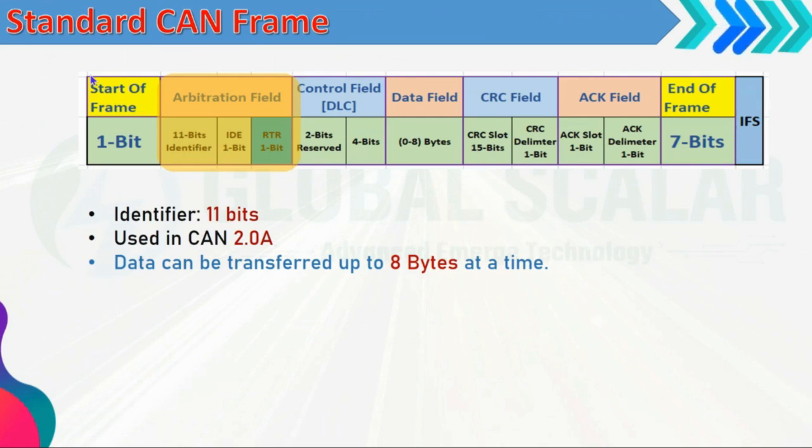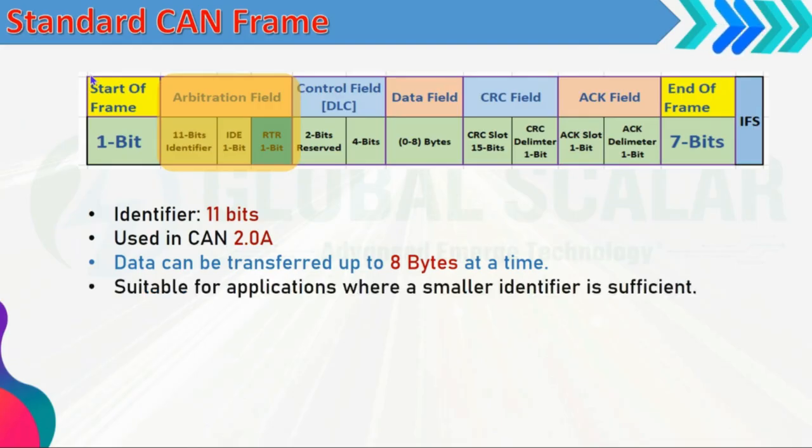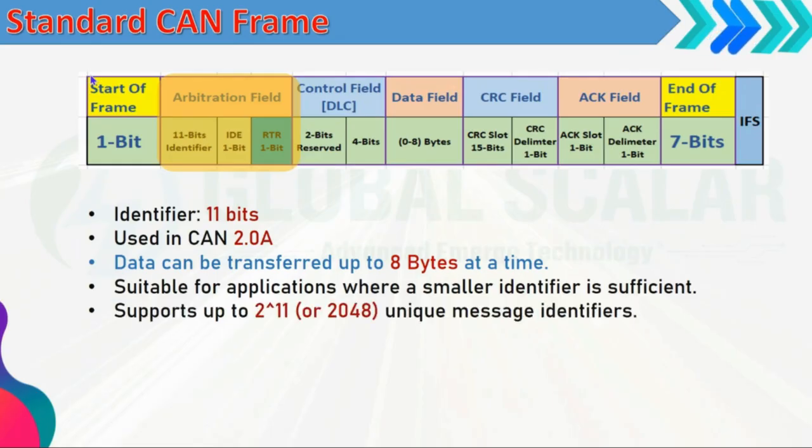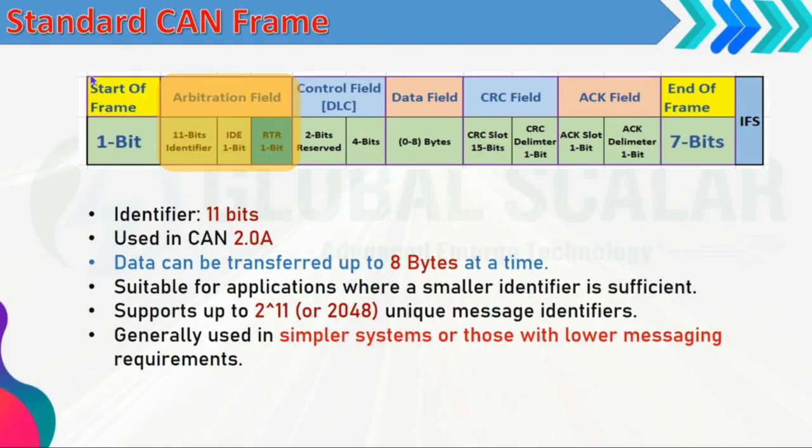And coming to the acknowledgement field, it has the acknowledgement slot and the acknowledgement delimiter. The acknowledgement slot will be 1 bit, and the acknowledgement delimiter is also 1 bit. And end of frame will be 7 bits. And we have the IFS, which is part of the interframe space. Generally this standard CAN frame is suitable for applications where a smaller identifier is sufficient, and it supports up to 2 to the power of 11, meaning 2048 unique message identifiers can be configured for this CAN network. It is generally used in simple systems with lower message requirements.